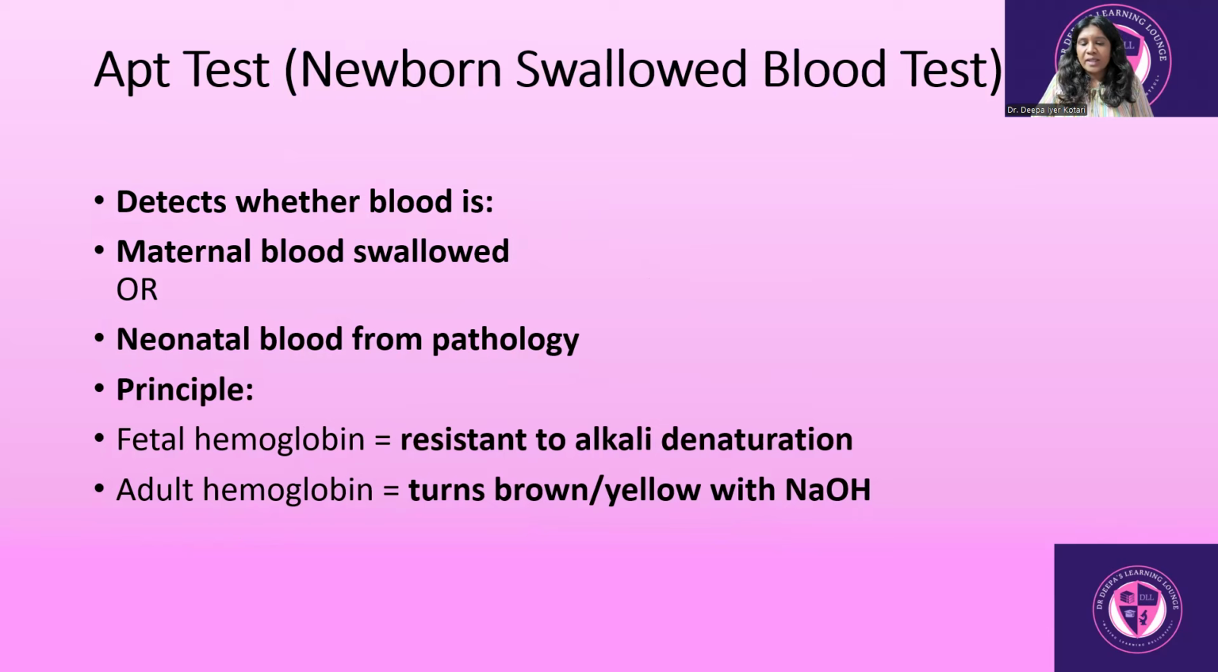So either during delivery, passage through the canal, when he swallows the blood, or if the child has been breastfed through a cracked nipple, it can also cause positivity. The Apt test basically helps in determining the source of the blood. The fetal hemoglobin stays pink after adding sodium hydroxide, while the maternal blood turns yellow-brown because it's adult hemoglobin, which is more denatured. So this Apt test is useful to detect whether it is the fetal or the maternal blood when the fecal occult blood testing is positive in a baby.